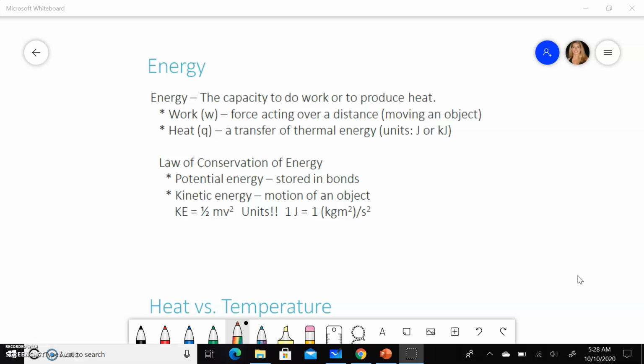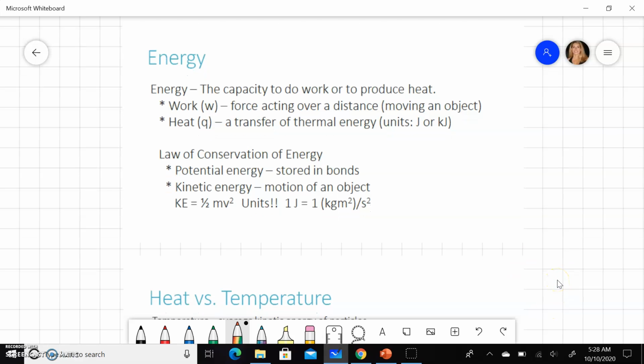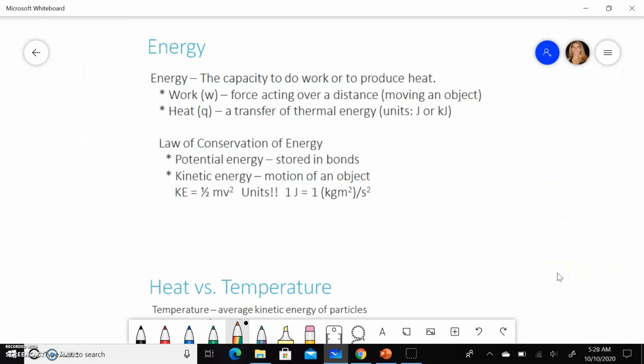And heat is going to be a transfer of energy. And the units for that are J or kJ for kilojoules, which is different from temperature. And we're going to talk about that in just a minute. We do have to follow the law of conservation of energy here, which is very similar to the law of conservation of mass. So energy cannot be created or destroyed, but you can change it from one form to another.